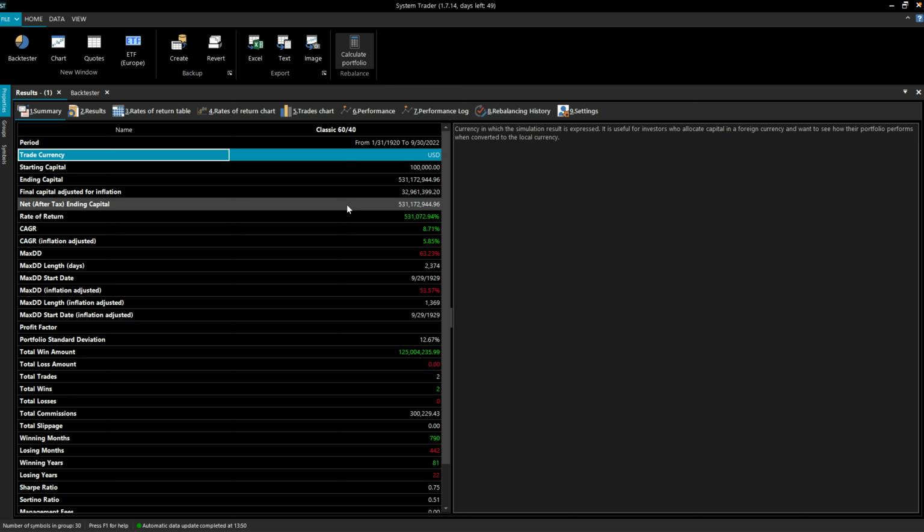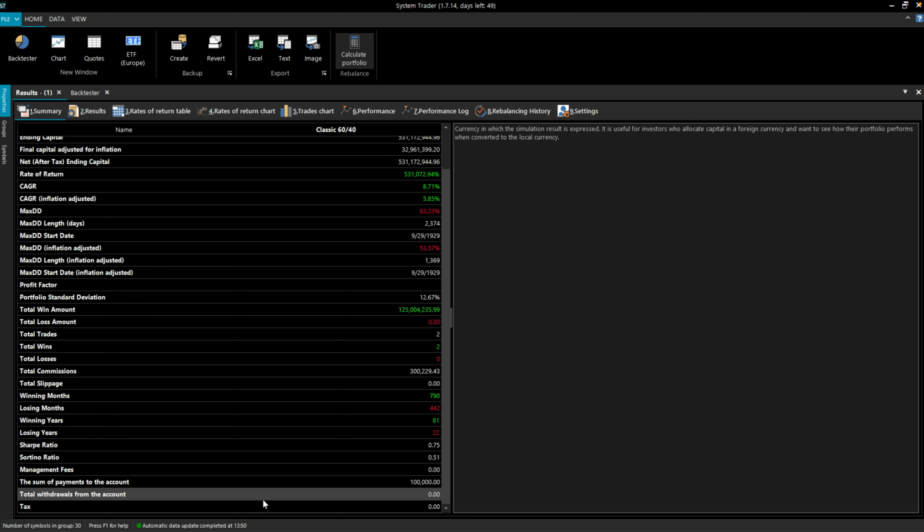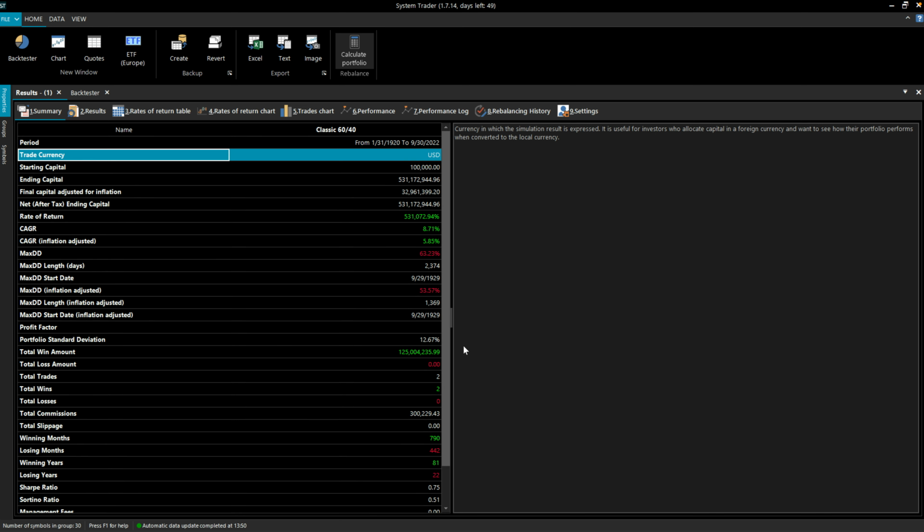Net ending capital is the same as the ending capital because we didn't pay any taxes. You can see that here the tax is 0 because we didn't set up any taxes. But if you are investing on a taxable account, you should set taxes in the settings, and then you will see that the net capital is, of course, different than the gross capital, the ending capital, because we had to pay certain taxes.